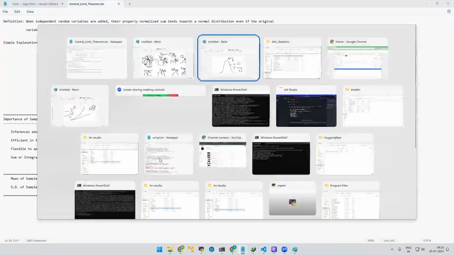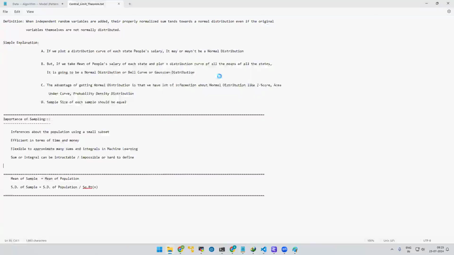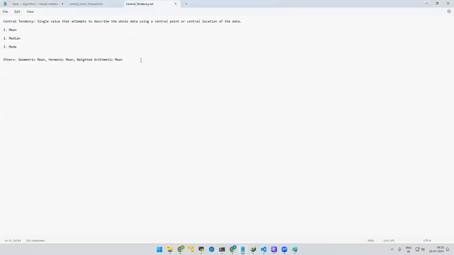We'll see this later. Next one is central tendency. Central tendency is about an average. Basically, it's not possible to see all the data and get an idea of how things are. So we basically look for, on an average, how things are, right?